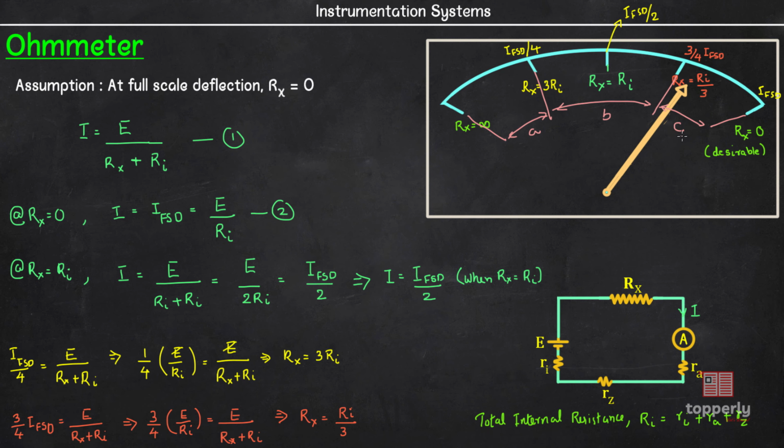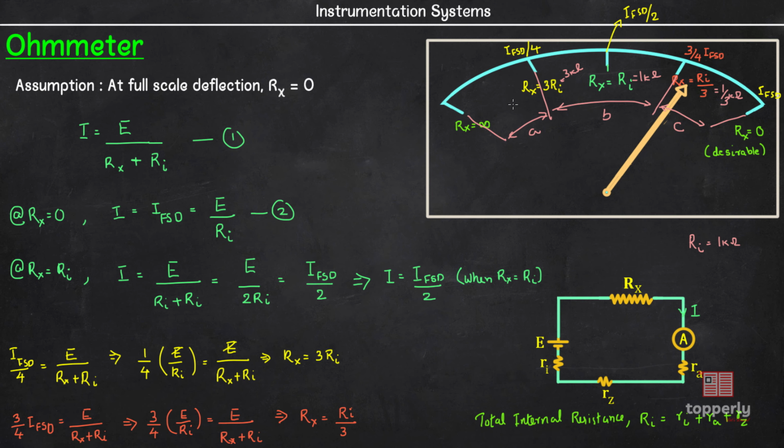Also, for the purpose of explanation, I am assuming that total internal resistance Ri is equal to 1 kilo ohm. So this point corresponds to 1 kilo ohm, this point corresponds to 3 kilo ohm, and this corresponds to 1 by 3 kilo ohm. So you can see that all the resistances in the range 3 kilo ohm to infinity lies in this small region of the scale, that is region A. This means that we cannot take fine readings in this region due to low resolution.